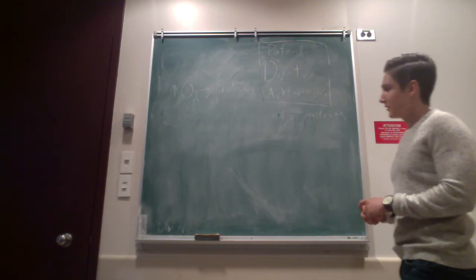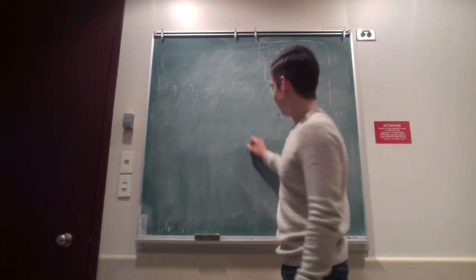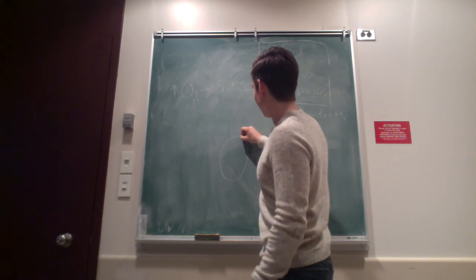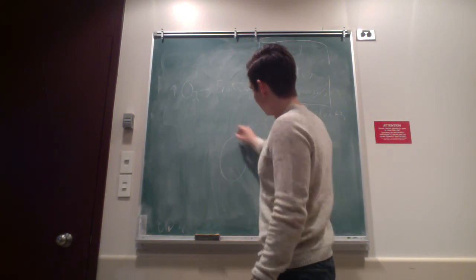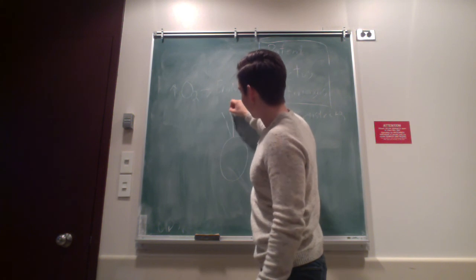So what you'll see in this infant is that when the heart is pumping, you got the aorta here. You got the pulmonary artery to the lungs.